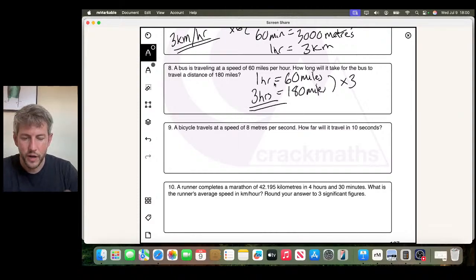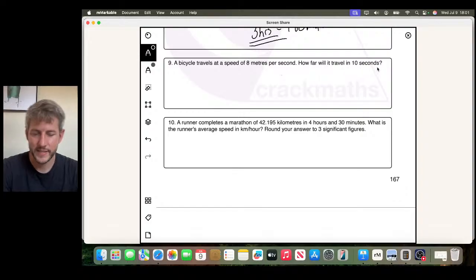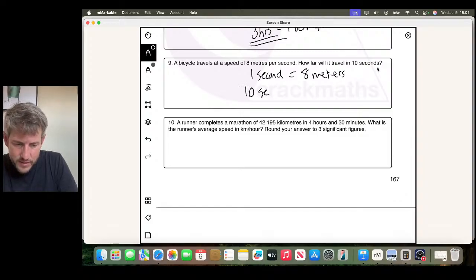Right, question 9. A bicycle travels at a speed of 8 meters per second. How far will it travel in 10 seconds? So 8 meters per second means that in 1 second we travel 8 meters. So we want to know how far we travel in 10 seconds. Well, we travel this 8 meters 10 times, which should be 80 meters.